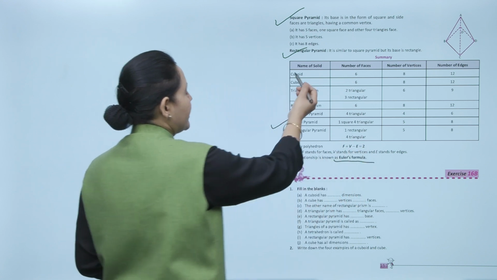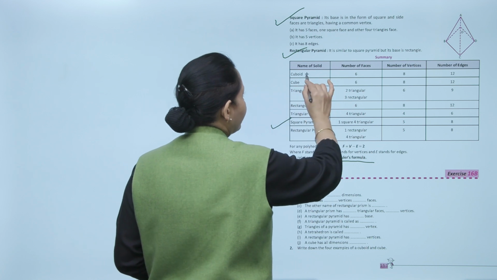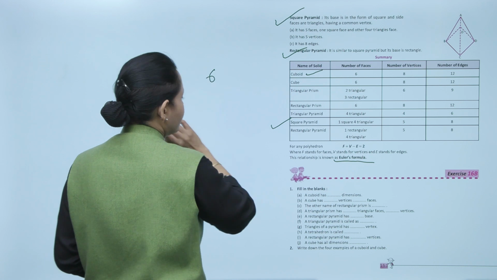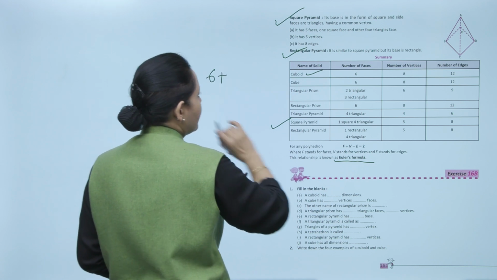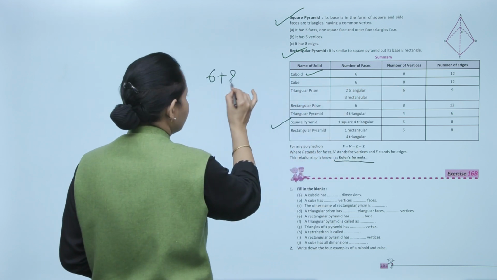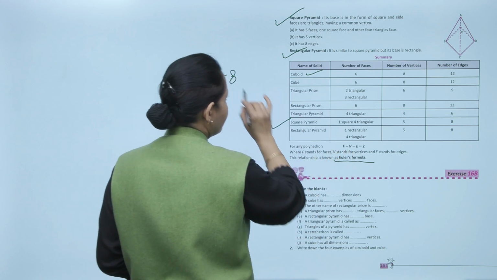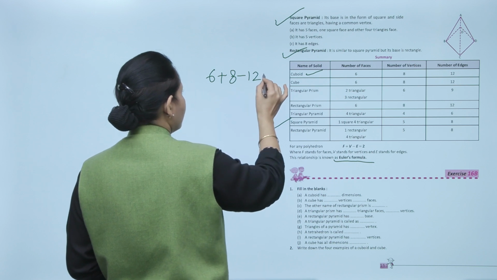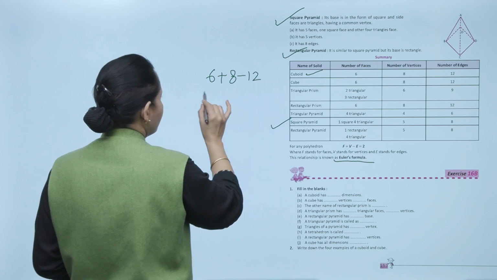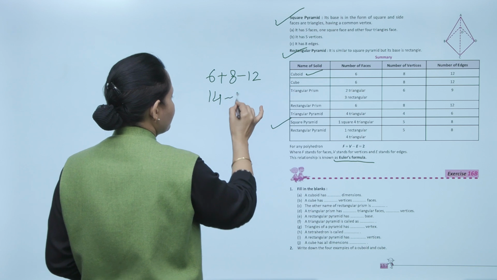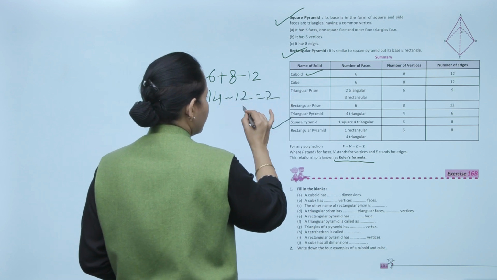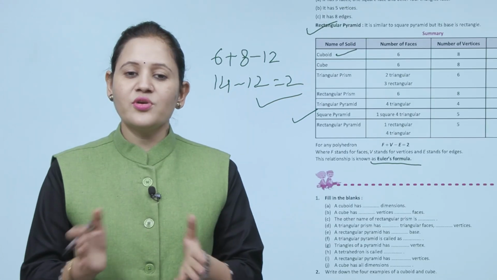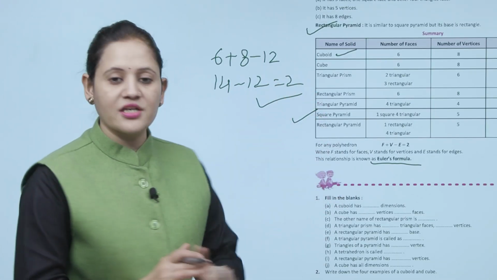Like, if we take the example of cuboid, faces 6 plus number of vertices 8, and number of edges 12. So 14 हो गया, minus 12, that is equal to 2. That means the formula is correct. Clear? So you can check this formula with other solid shapes.